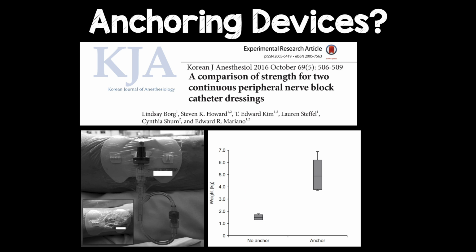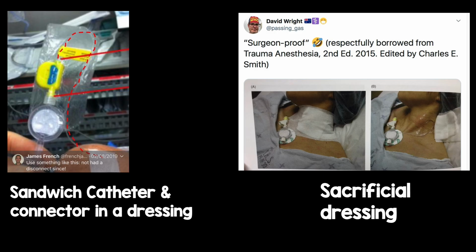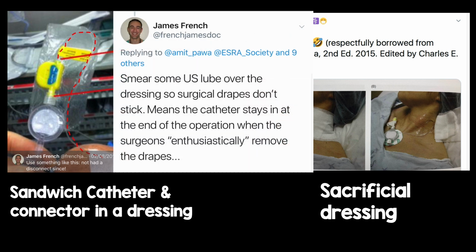So there are a couple of different things that we can do when we're thinking about maximizing the anchoring of the catheter. This is one study that compared two continuous catheter dressings that are pictured here. And the other things that people do here, so this is James French, who sandwiched a catheter and connector in a dressing to minimize disconnection. This is another colleague of ours who basically put a sacrificial dressing on top of the catheter, so if the drapes accidentally got stuck on the dressing when you pulled the drapes off, only the sacrificial dressing went. And actually James French again says he put some ultrasound lube over the dressing so that the surgical drapes don't stick to the dressing. That's a great idea, thank you James for that.